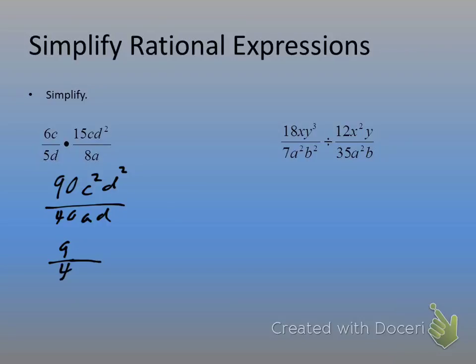The c squared stays, and then this d cancels out one of these d's, so you're left with a d there, and you're left with an a down below. That's one way to do it. There's nothing wrong with doing it that way.